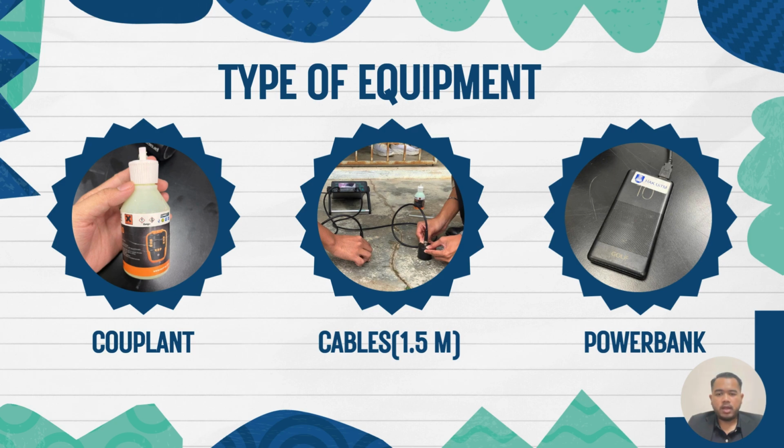Other than that is a couplant. This material ensures proper transmission of ultrasonic waves between the transducer and the surface being tested. Next is a cable measuring 1.5 meters.